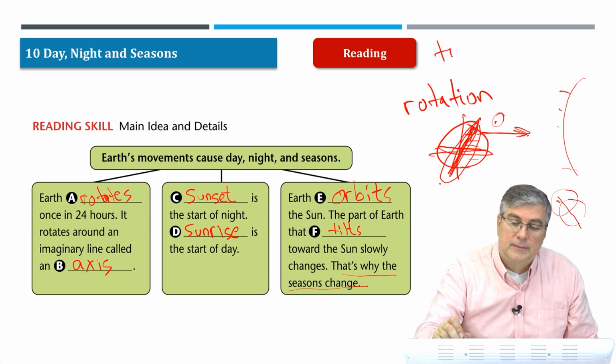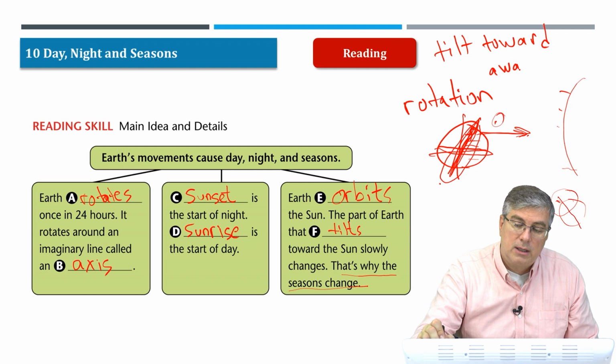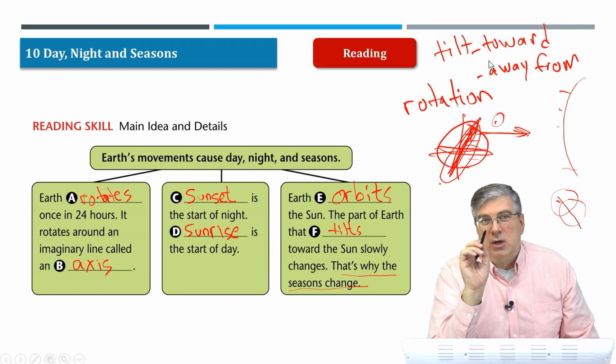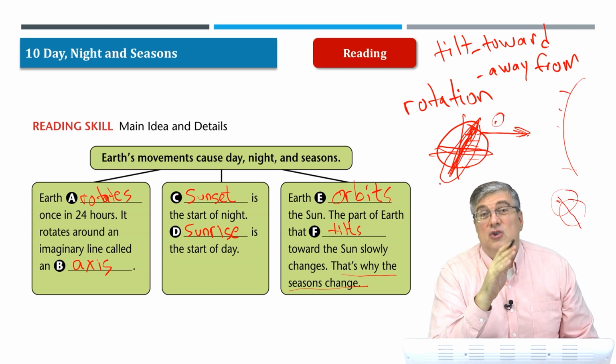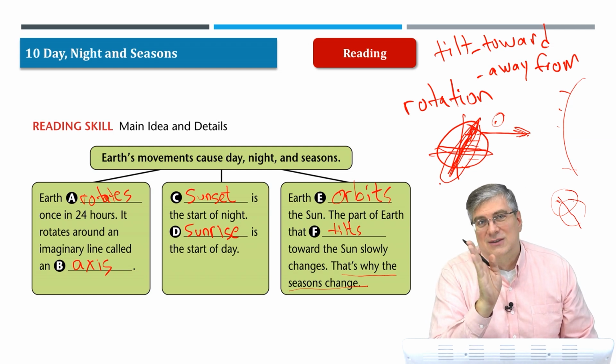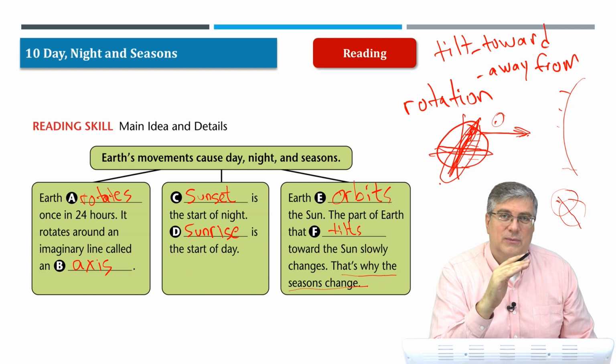So tilt toward or tilt away from, right? When we use tilt, we can say the northern hemisphere tilts toward the sun, or the northern hemisphere tilts away from the sun. This tells you which direction the axis is pointing. Is it towards something or is it away from something?